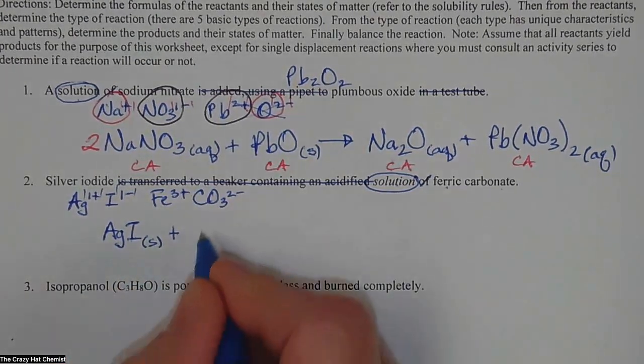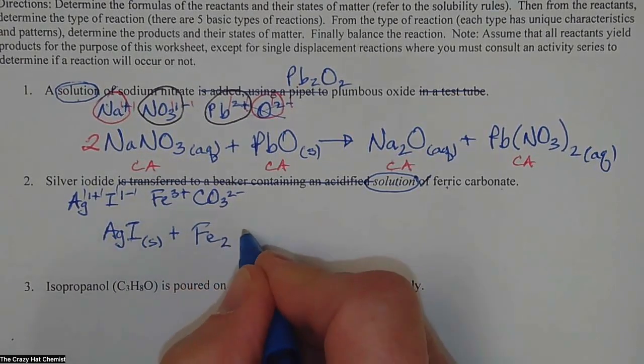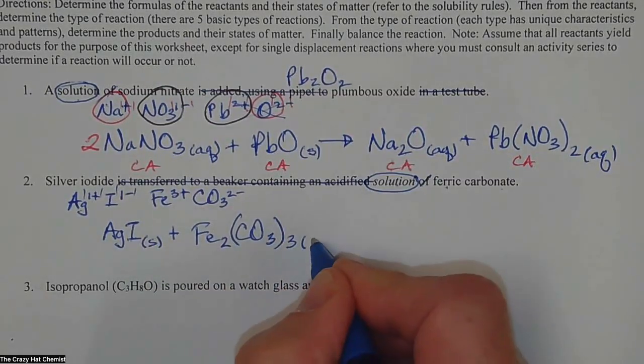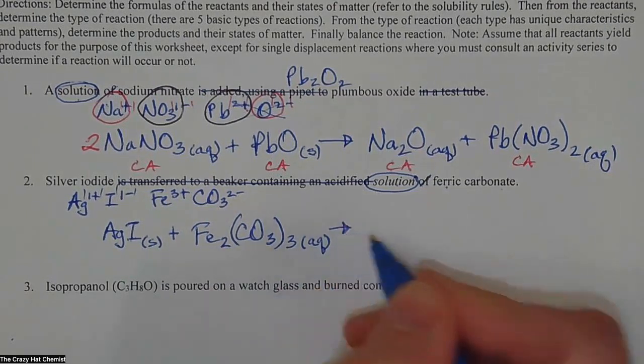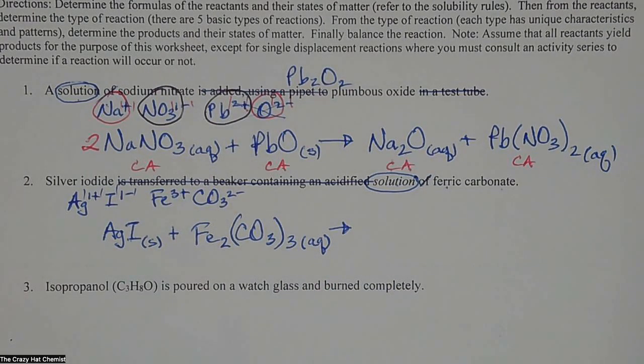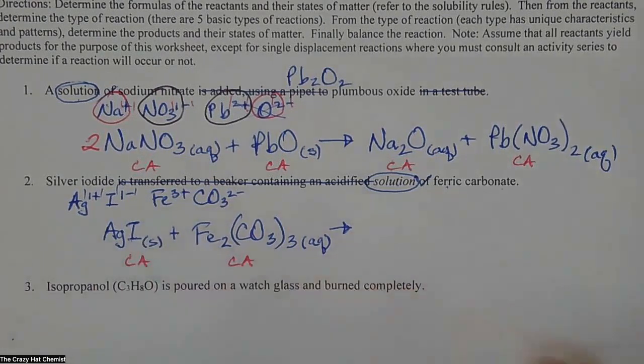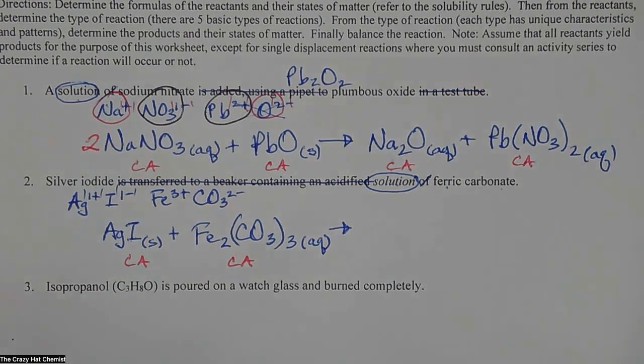Plus, and then ferric carbonate, that is Fe2(CO3)3, with CO3 in parentheses and a 3 outside, and it says it's a solution because it's acidified, so that's aq. Otherwise, following solubility rules, that would be a solid if you were following those solubility rules. Okay, this problem here is also a cation anion and a cation anion, therefore this is also a double displacement reaction. All right, so what we need to do is we're going to combine this silver with this carbonate, and then we're going to combine the ferric with the iodide right there. Okay, and let's give that a try.